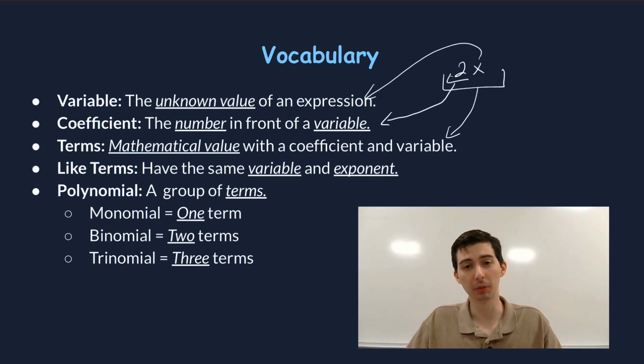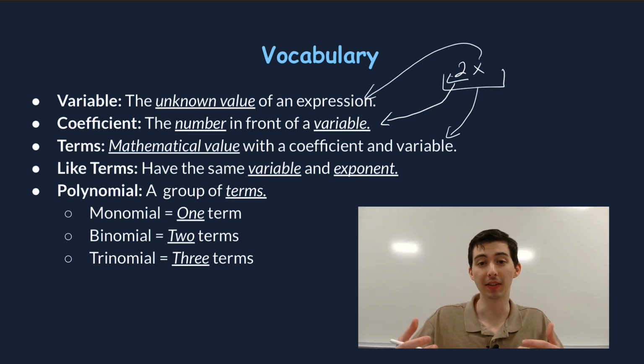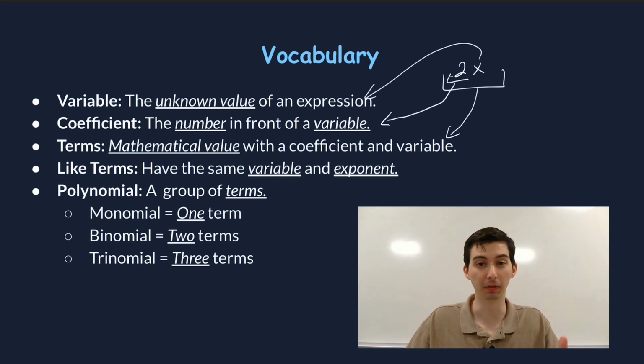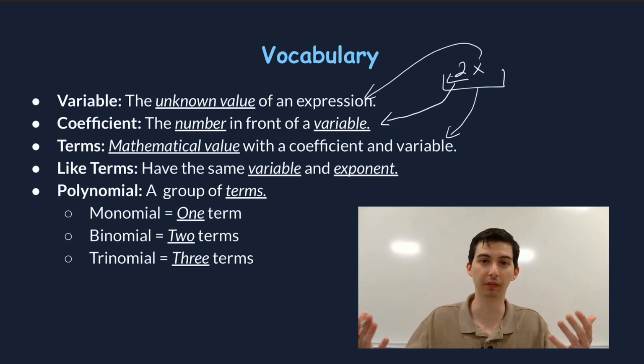And we've talked about like terms before. Like terms are terms that have the same variable and the same exponent. And those are usually what we're going to be combining in order to simplify our expressions. Now a polynomial, this is new. A polynomial is just a group of terms with various exponents and variables, right?